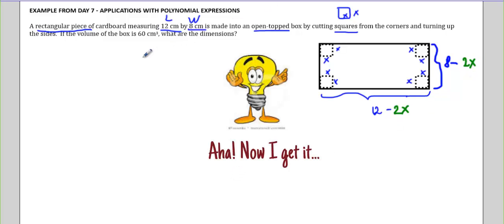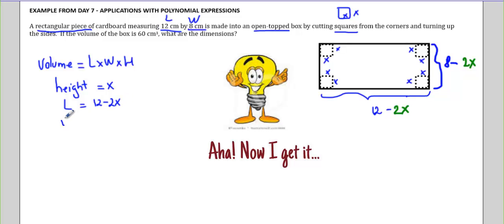Well, right now, let's think about what the problem is telling us. The volume of the box is 60 centimeters cubed. Well, what is the formula for volume? It's length times width times height. In this case, the height is that folded piece of cardboard, which is x centimeters long. The length is 12 minus 2x, and the width is 8 minus 2x. And we are told the volume is 60 centimeters cubed.